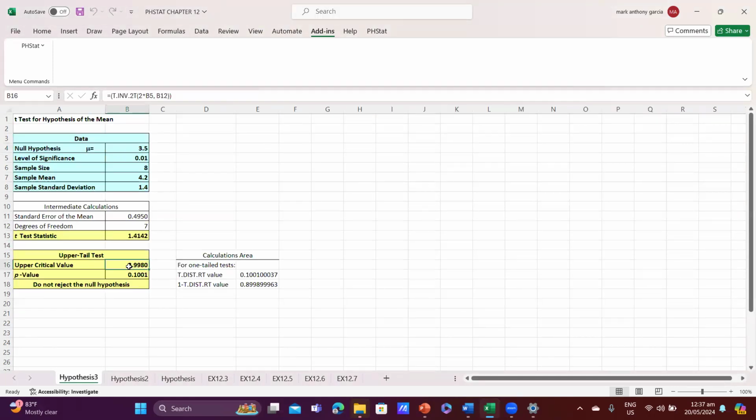As you can see, our values in the PHStat are consistent also with our computations. It was 2.998, that's the critical value. We got 1.41 for the t-test statistic value. And our conclusion is do not reject the null hypothesis.